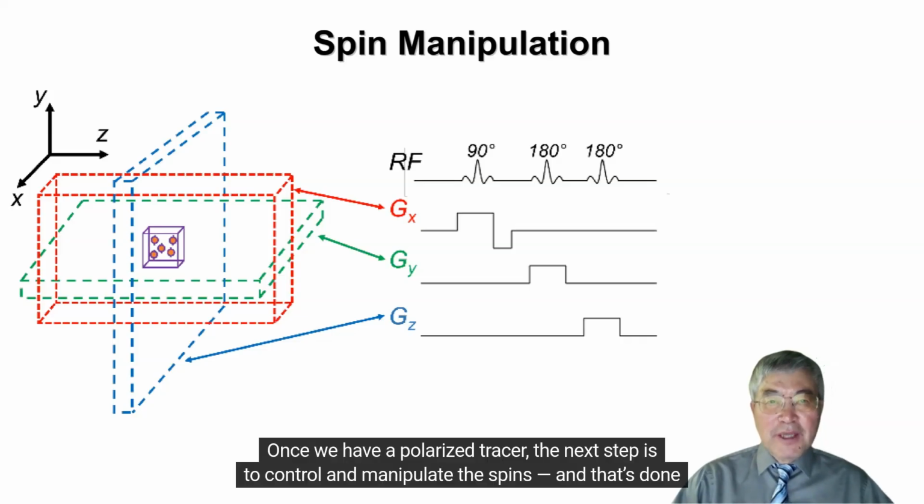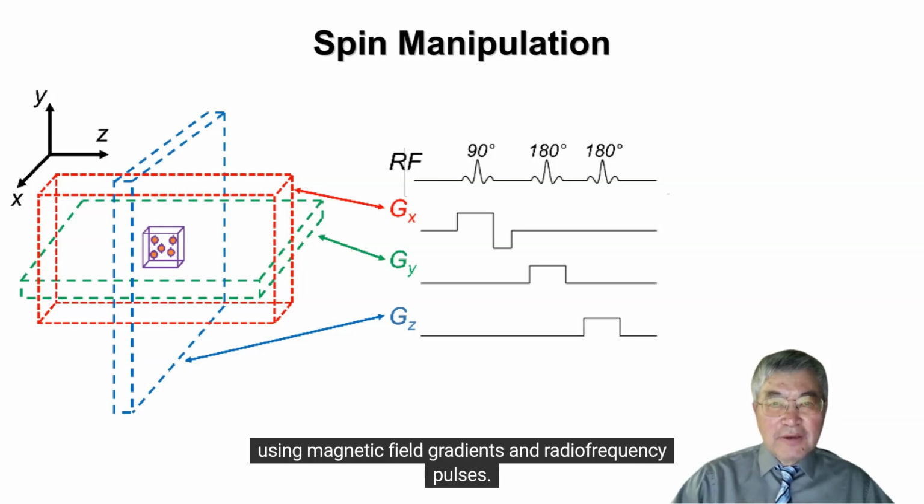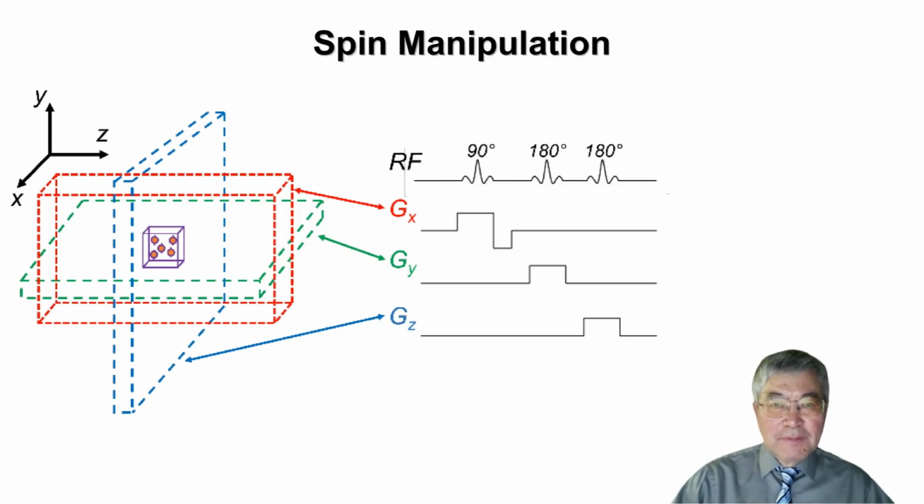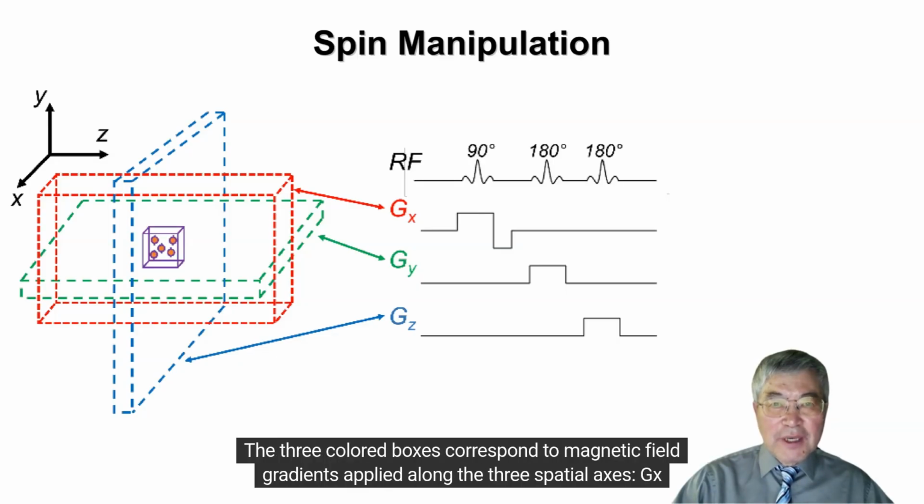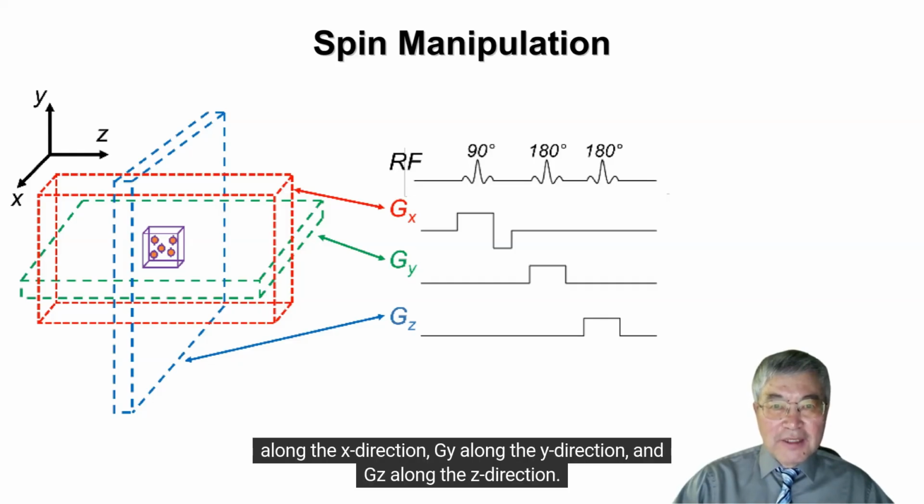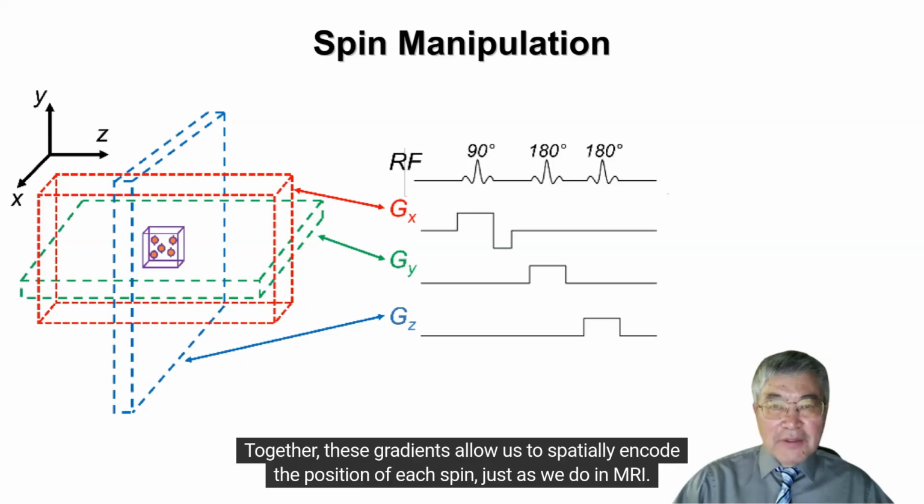Once we have a polarized tracer, the next step is to control and manipulate the spins, and that's done using magnetic field gradients and radio frequency pulses. Here you can see the setup for spin manipulation. The three colored boxes correspond to magnetic field gradients applied along the three spatial axes: Gx along the x direction, Gy along the y direction, and Gz along the z direction. Together, these gradients allow us to spatially encode the position of each spin, just as we do in MRI.